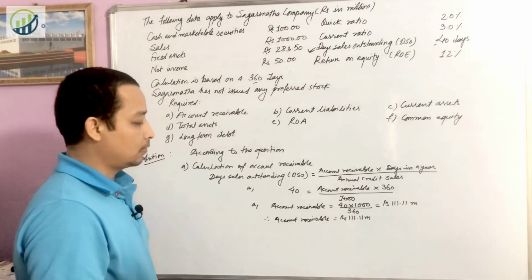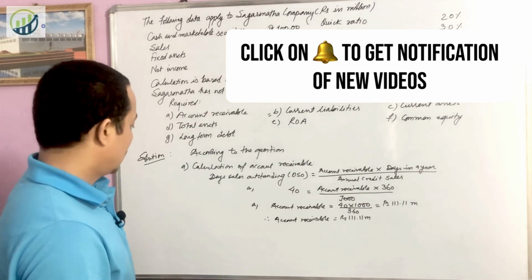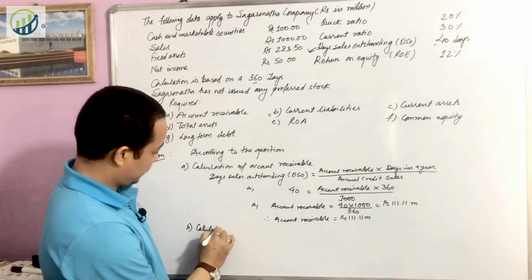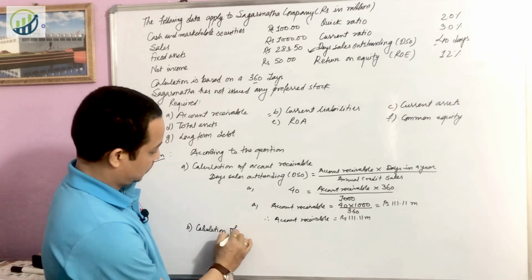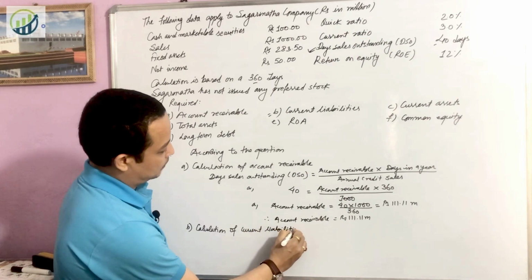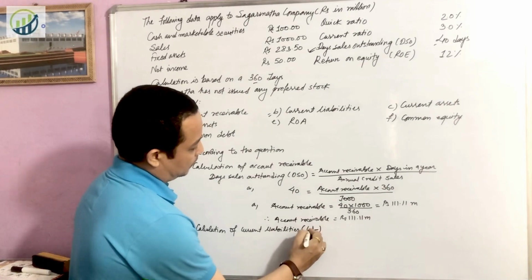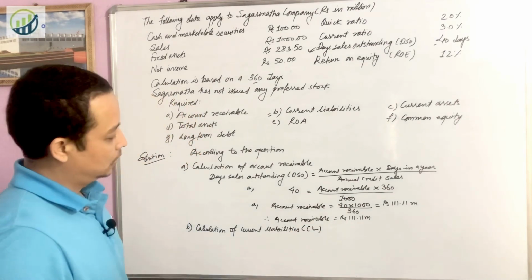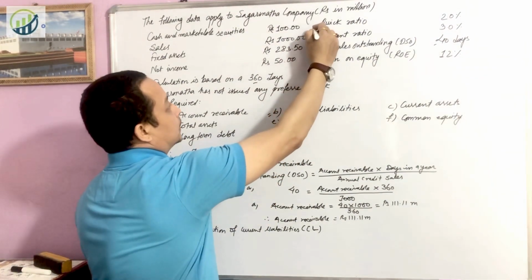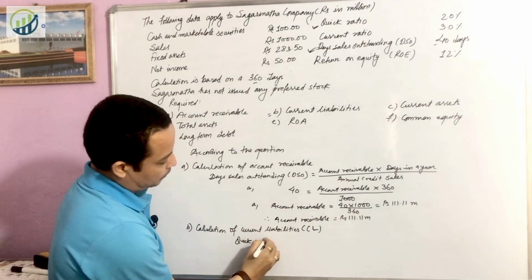After you find the accounts receivable, next you have to find the current liabilities. So now let's calculate the current liabilities. Calculation of current liabilities, shortly you can write CL. To find the current liabilities, you have to use the quick ratio. So here the quick ratio is given.